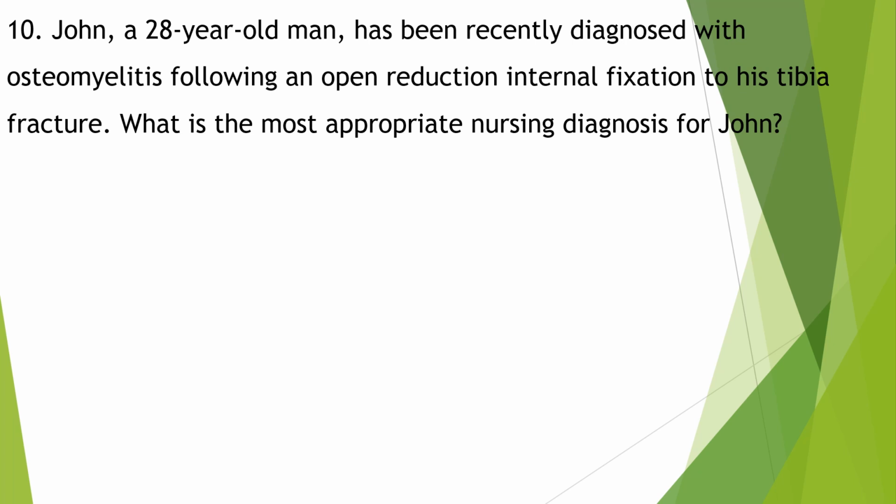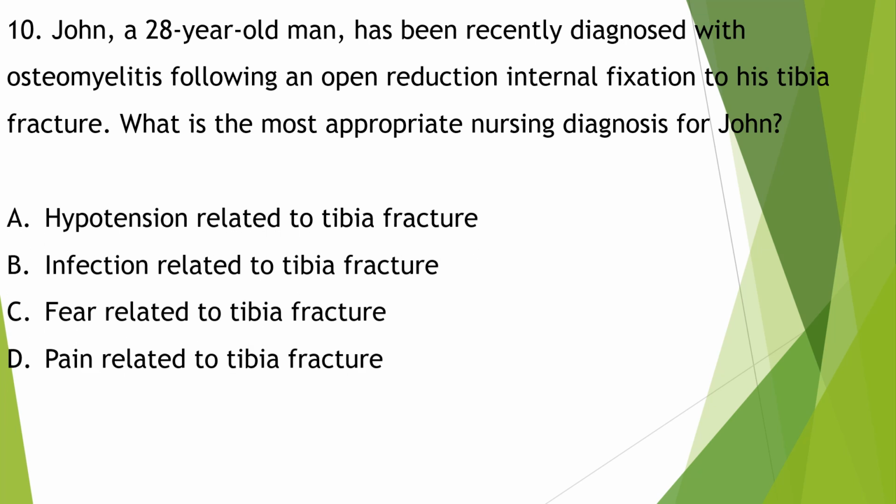John, a 28-year-old man, has been recently diagnosed with osteomyelitis following an open reduction internal fixation to his tibia fracture. What is the most appropriate nursing diagnosis for John? Hypotension related to tibia fracture, infection related to tibia fracture, fear related to tibia fracture, pain related to tibia fracture. Hypotension, fear and pain may be happening in the patient, but in actuality, osteomyelitis is an infection within the bone. So the best nursing diagnosis is infection related to tibia fracture.